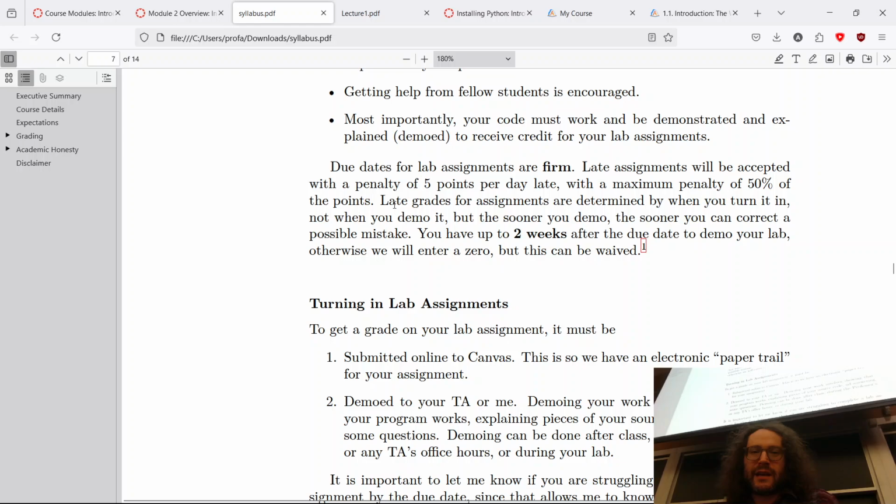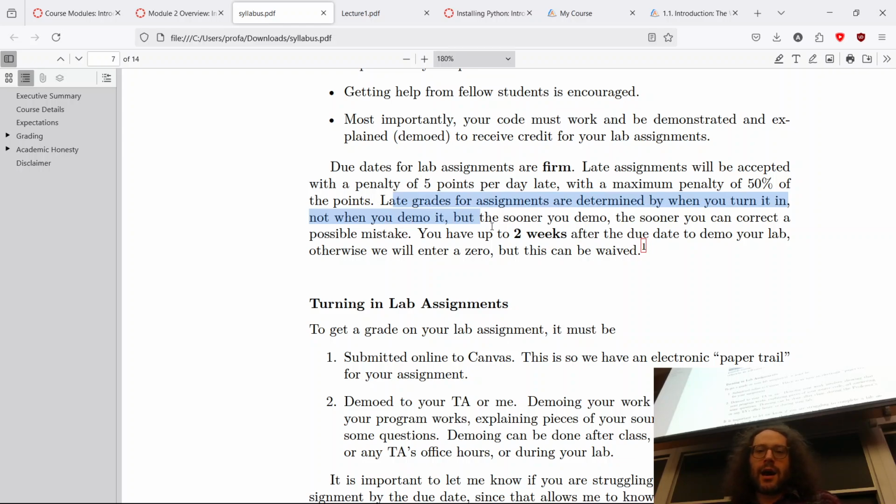So the late grades are based off of when you turn it in, not when you demo it. So if you turn it in on, say it's due on Wednesday, most of them will be due on Wednesday. If it's due on Wednesday and then you demo it on Friday, that's been done on time. Or if you turn it in on Wednesday and then you demo it a week later, that's still on time. You turn it in on Thursday, you demo it a week later. That's 1 day late, so it's 5 points off.